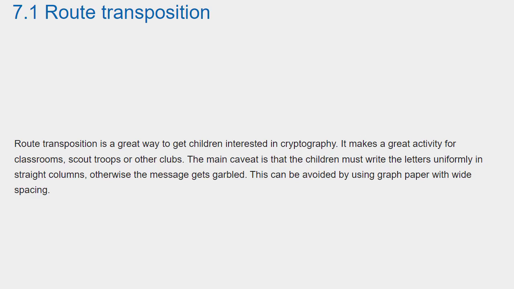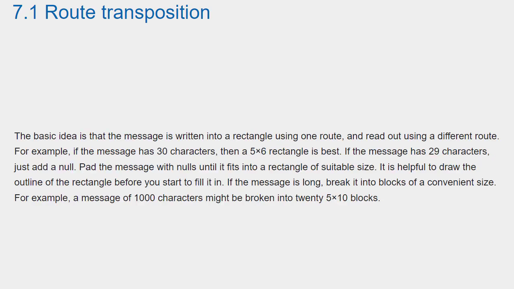The main caveat is that the children must write the letters uniformly in straight columns, otherwise the message gets garbled. This can be avoided by using graph paper with wide spacing. The basic idea is that the message is written into a rectangle using one route, and then read out using a different route. For example, if the message has 30 characters, then a 5 times 6 rectangle is best.